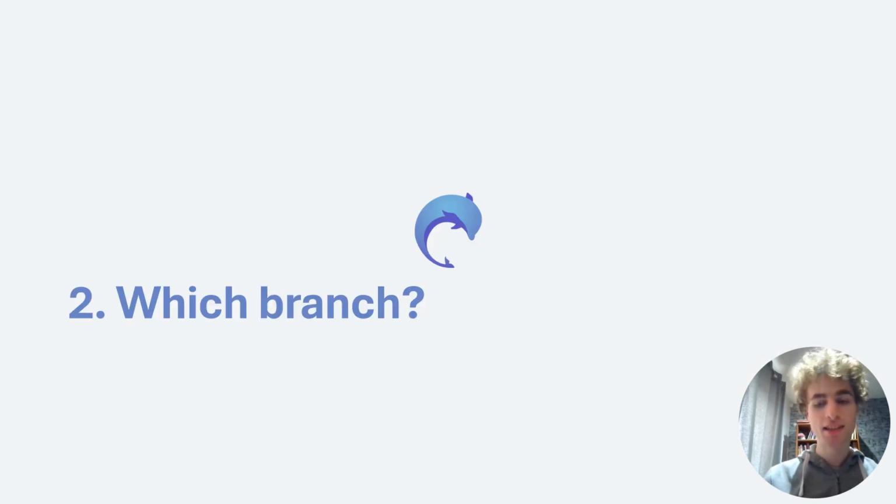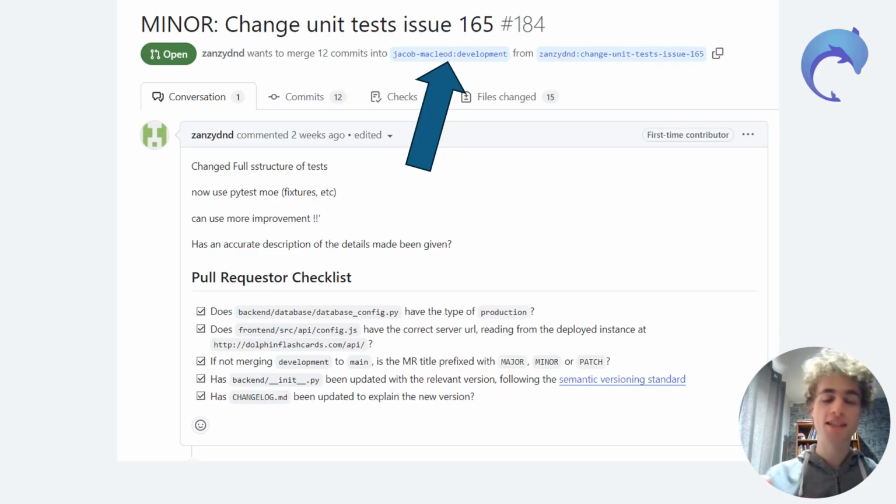Then the next step is to decide the branch you're merging into. Or rather, you don't decide, because you always have to merge into the development branch and not the main branch, just because we're using a trunk-based development workflow, which basically just means we put changes on the development branch before merging them into the main branch. And in the main branch, that's when they're merged and synced with the server.